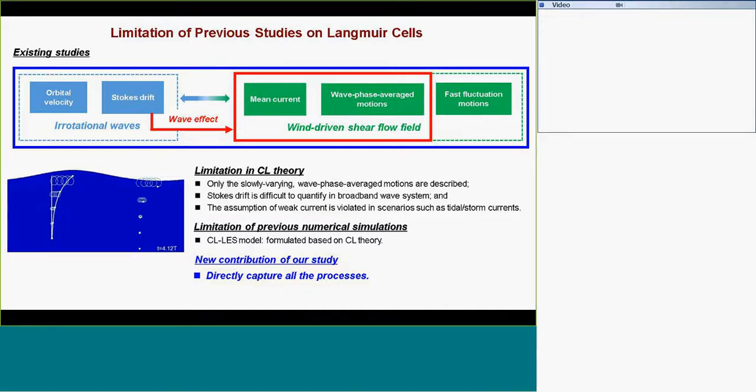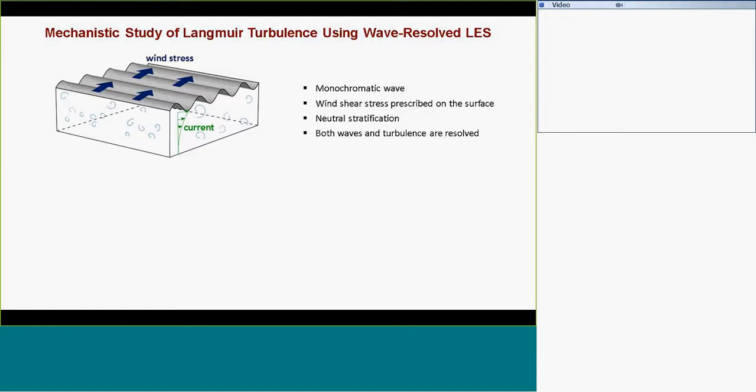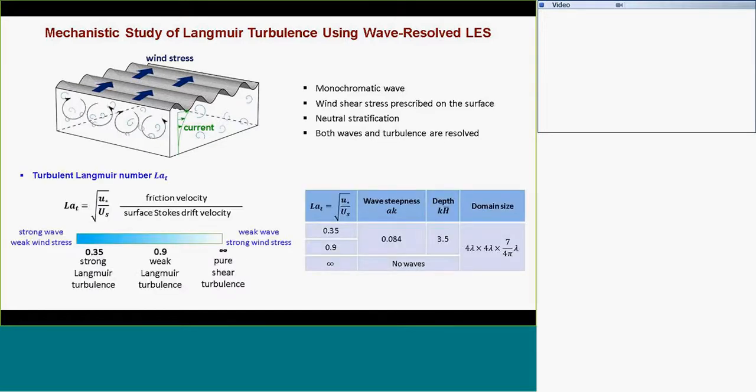So how do we do that using computer simulation? Very simple. We start with some simple setting first. We generate these flows in the computer, put in a wave, put in a wind stress, and see what happens. Ideally, we want to capture the formation of those counter-rotating vortices. If we can capture that, then we can study the underlying mechanism. Those are some detailed parameters in the simulation. Now let's see how we do that.